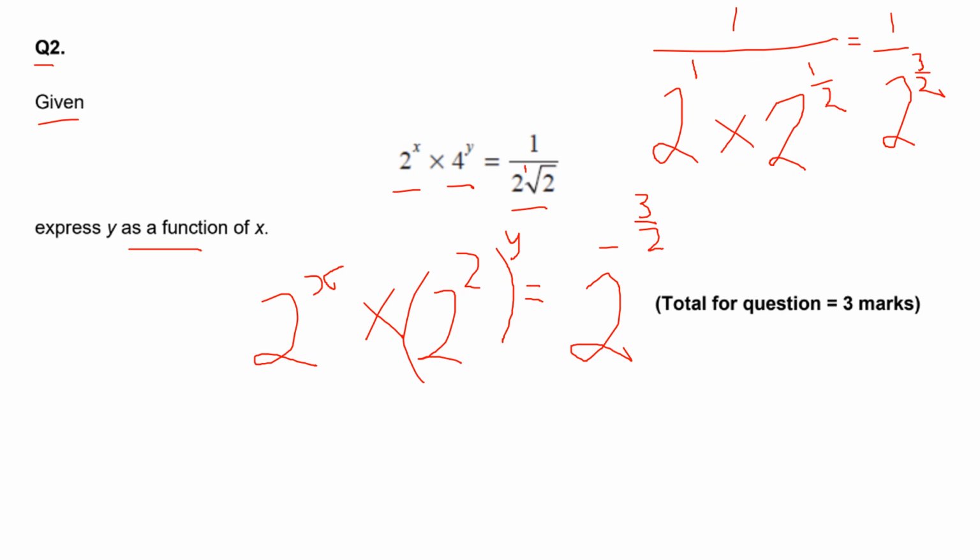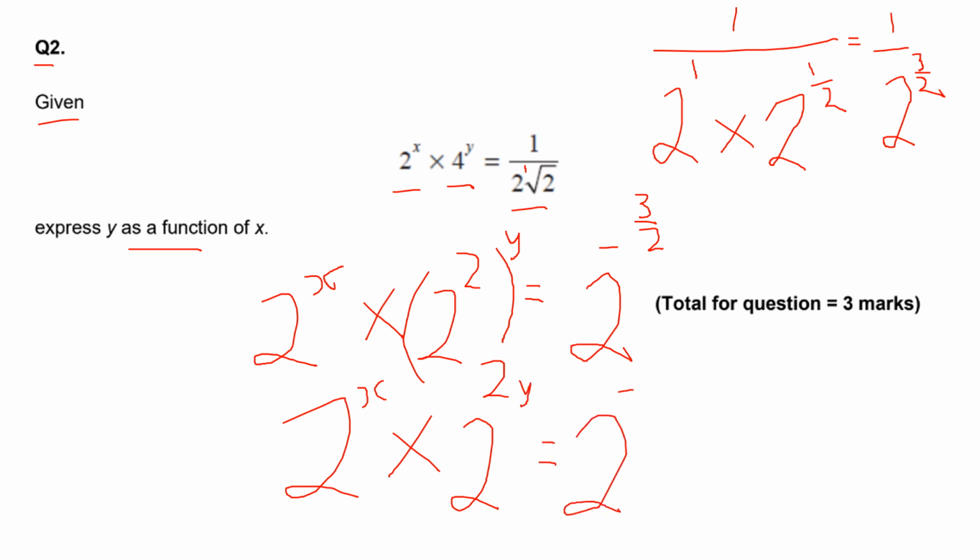Right, step 2 now. Using the rules of indices, I can multiply this. So I'm going to have 2 to the power of x multiplied by 2 to the power of 2y is equal to 2 to the power of minus 3 halves. Now, using the laws of indices for multiplication, when I have the same base and I multiply, I'm going to add the powers. So I have x plus 2y is equal to minus 3 halves, or minus 1.5.